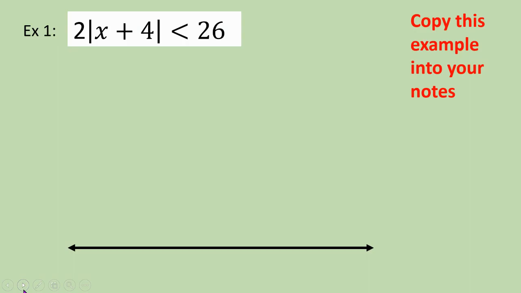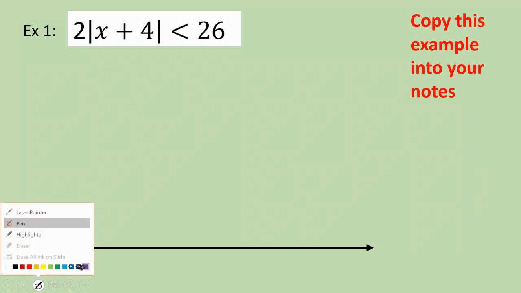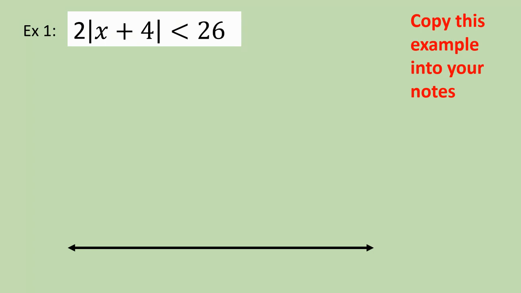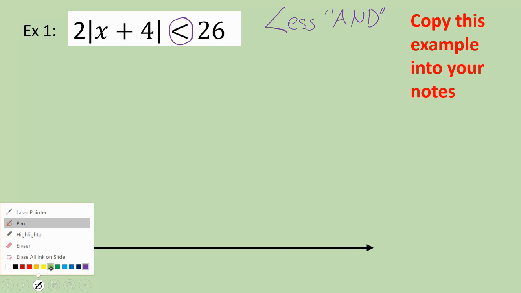All right, so let's do example number 1. Make sure you copy these into your notes so you can go back and reference. The first thing I always make sure I do is I look at my inequality and I determine whether or not it's an AND or an OR problem. So just think to yourself, this is less. So is less going to be an AND or an OR problem? It's kind of a play on words. Less and. Now step 2, it's actually step 1, but I like to make sure I know if it's AND or OR.